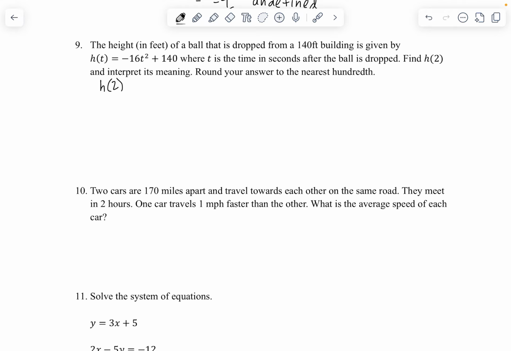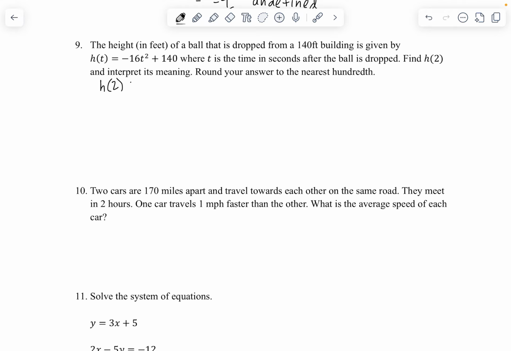h of 2, this just means we take the function, and everywhere you see a t, you replace that t with a 2. So this becomes negative 16 times 2 squared plus 140. 2 squared is 4. Negative 16 times 4 is negative 64. Negative 64 plus 140 is 76 feet.